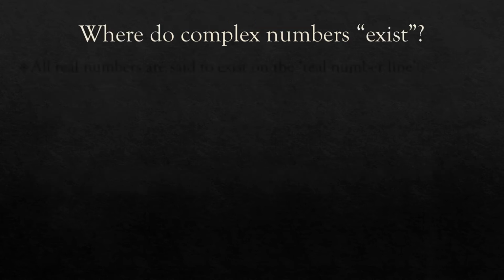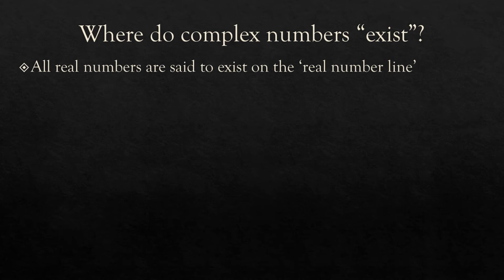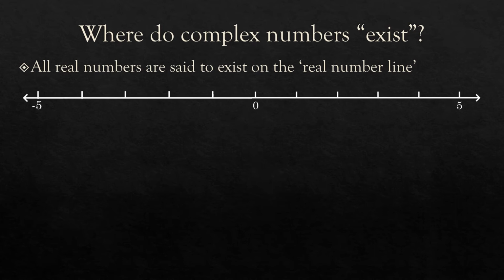Before moving on, let's talk a little bit about where these complex numbers exist and a way of visualizing them. All real numbers are said to exist on the real number line. This is something that every elementary school student knows. We have our positive numbers to the right-hand side of 0 and our negative numbers to the left-hand side of 0. So for example, here you might have something like 4. You might have something like pi a little bit to the left of it. And over on the right-hand side, you have a number like negative 1.5.